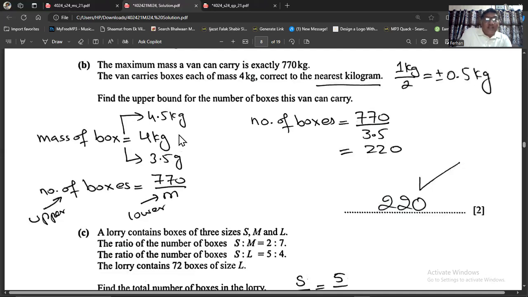Sorry, I wrote here gram. This word is kg. This is not gram. Okay, so this word is kg. Don't say gram by mistake. I read gram. Okay, kg.